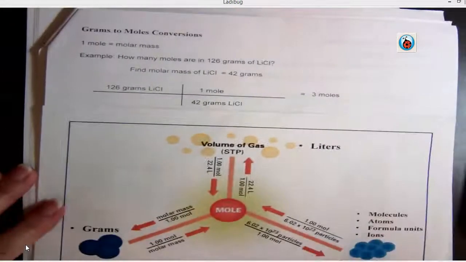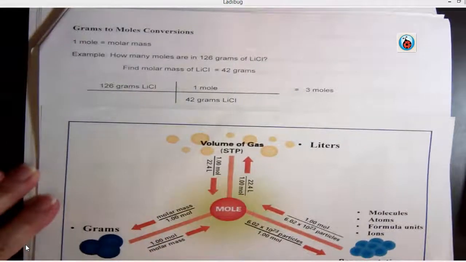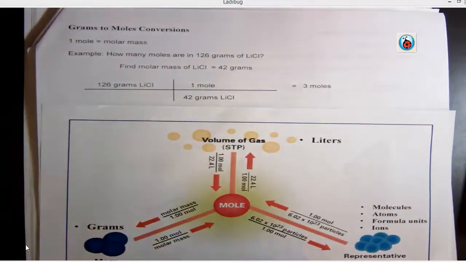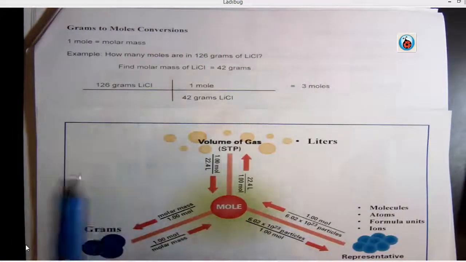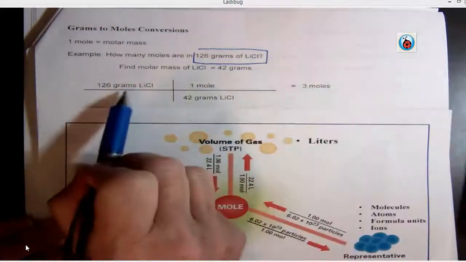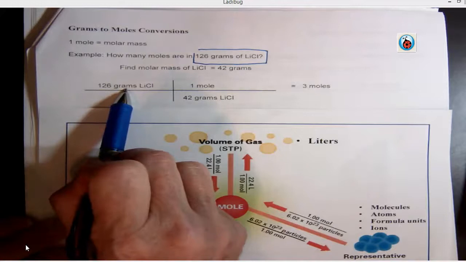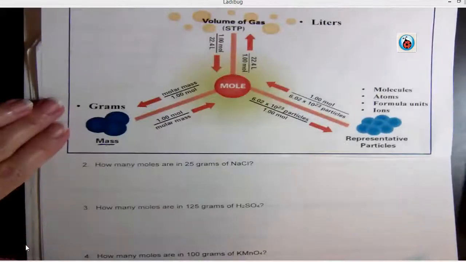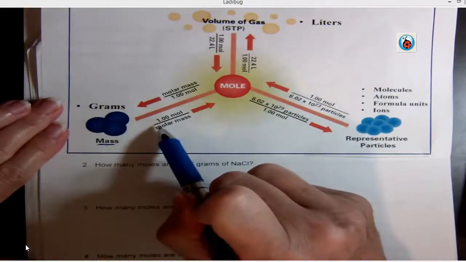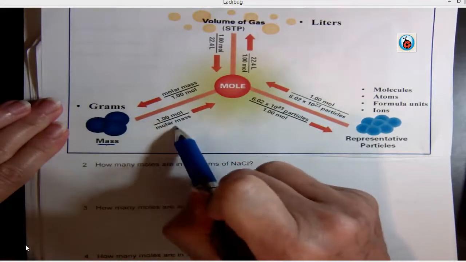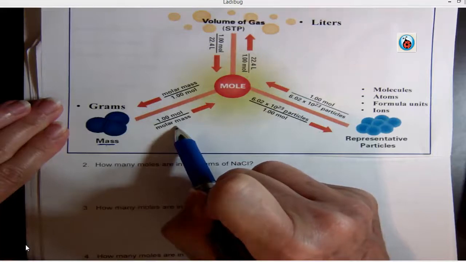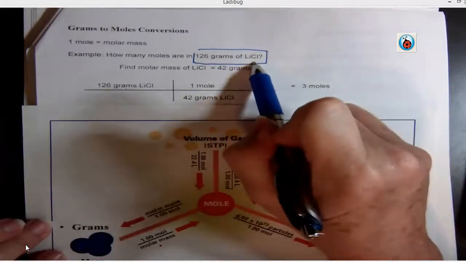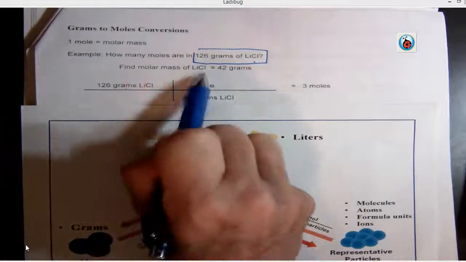All right, so let's look at this first one. It says, how many moles are in 126 grams of lithium chloride, LiCl? So what do I know? I know grams of lithium chloride, so that's what goes in my start box. 126 grams of lithium chloride. So to make that conversion, let's look at our mole chart. It says I need to take 1 mole over my molar mass of my substance. What is my substance? Lithium chloride. So you have to find the molar mass of lithium chloride.